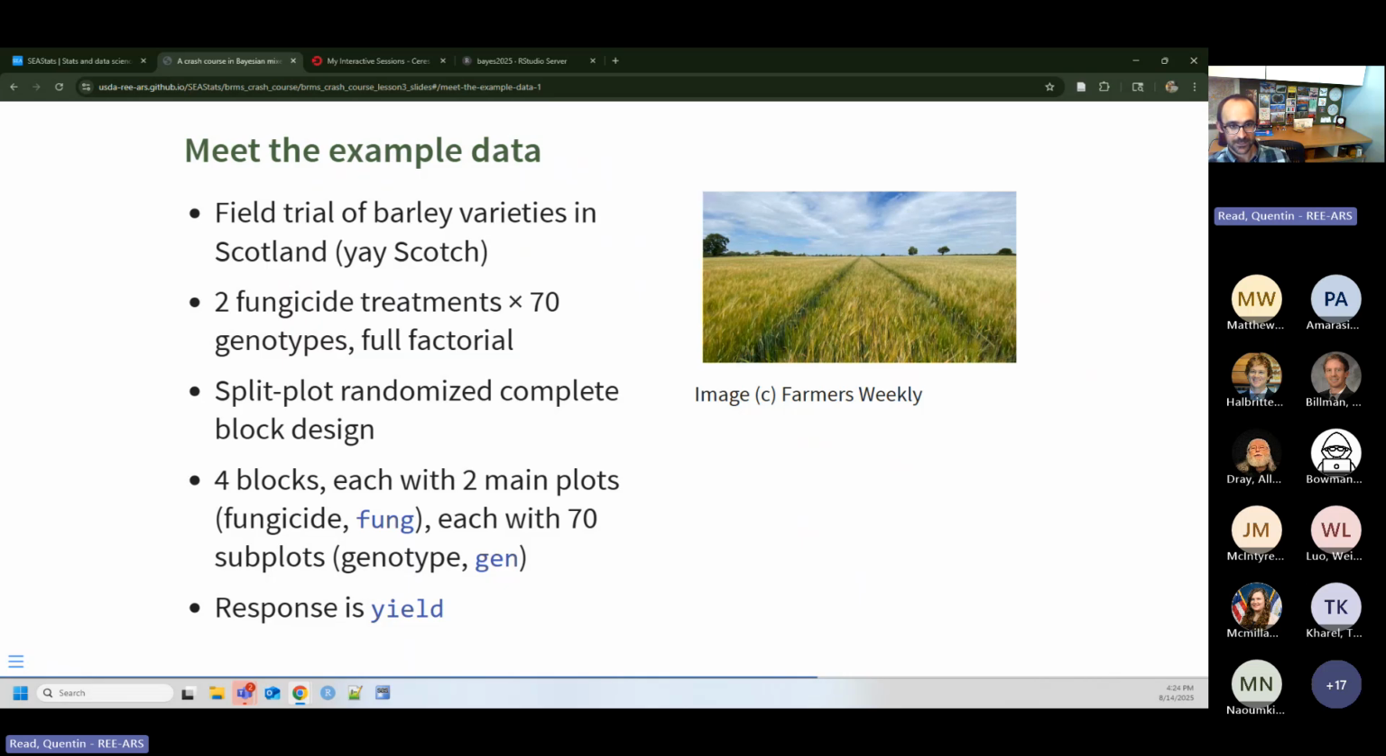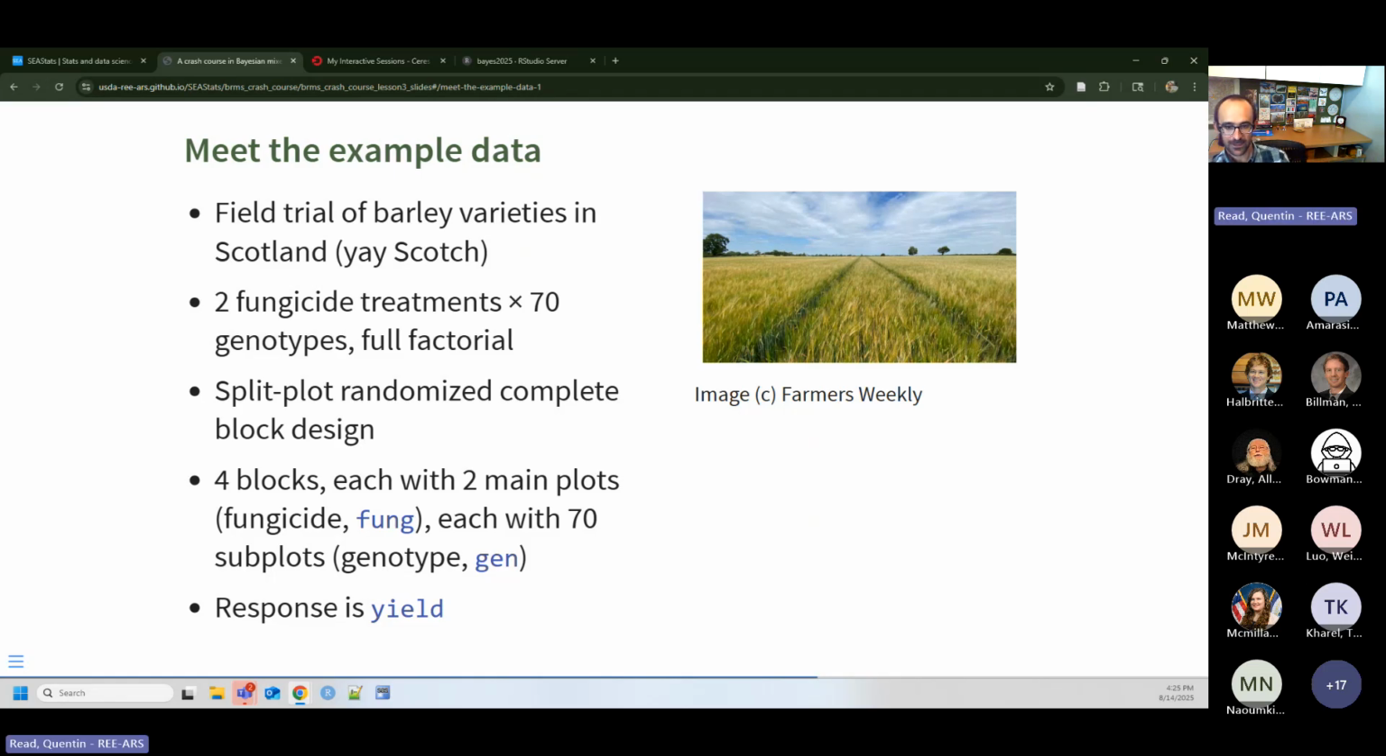It's a randomized complete block design with split plots. That means we've replicated every treatment combination 4 times in 4 replicate blocks, but we have a main plot and a subplot effect where each block is split up into 2 halves. One half got fungicide and the other half did not get fungicide, and each of those halves is split into a little tiny subplot for each genotype.